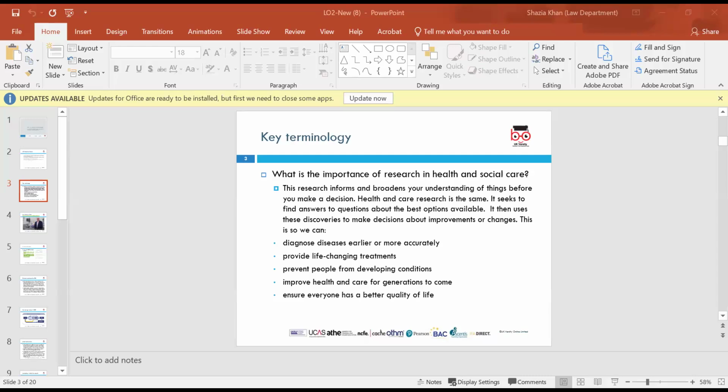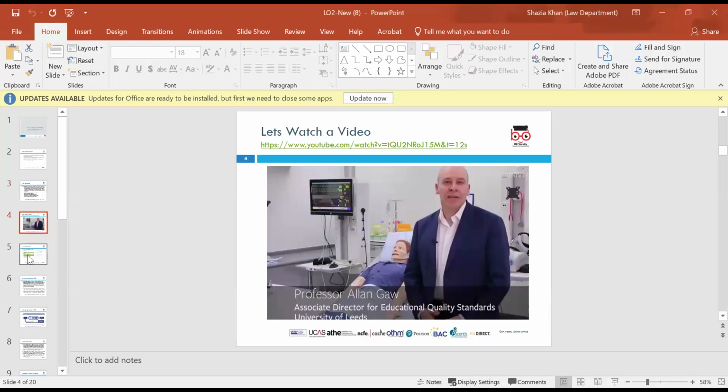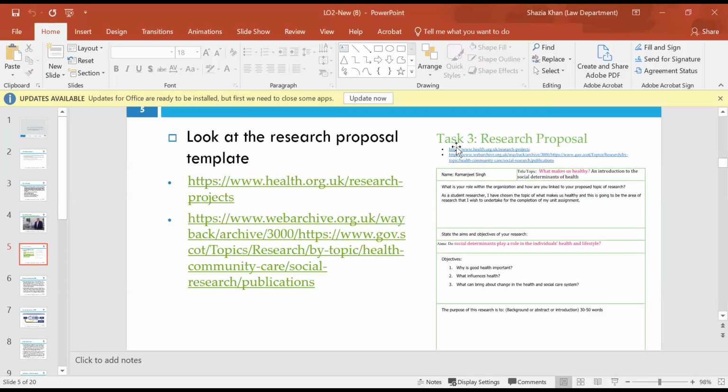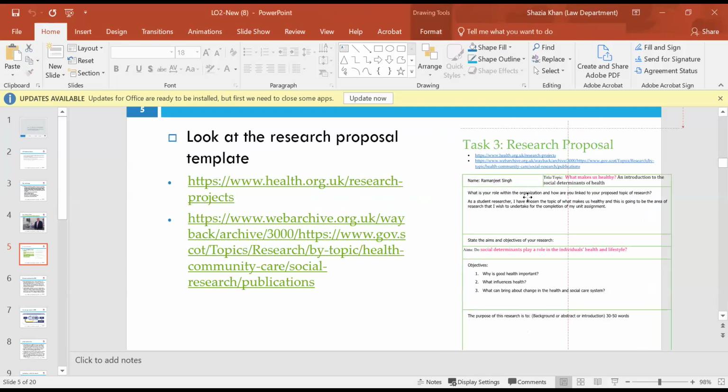There is something there on slide 4 that you can look at in your own time. And then we go on to agreeing a topic. So 2.1, here you have to agree a topic for your research. You will have that form. It's a research proposal. You would need to complete that as part of your task, which we'll go through. I'll just increase the screen a little bit. That is an example of the task. So what is your role within the organization and how are you going to link this to your proposal?